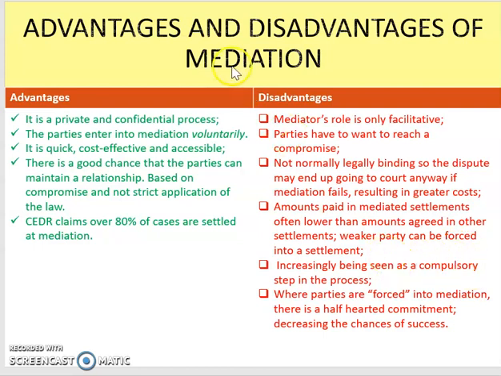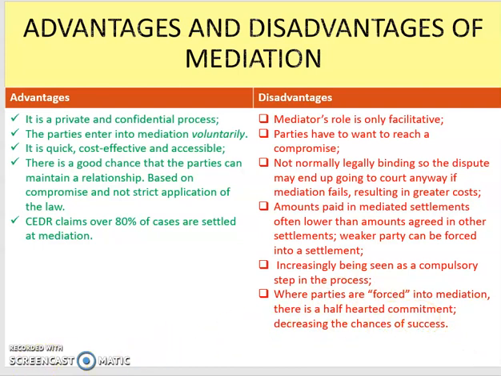Although we've said a big advantage is that it's voluntary, we have seen with the introduction of MIAMs, for instance, with divorces, that it's increasingly being seen as a compulsory step. And if you force anyone to do anything, often they won't necessarily do it to the best of their ability. They might resent the fact they're being forced into it. And I've put there that they might have a half-hearted commitment. So if they're forced into it, it's less likely to be successful.